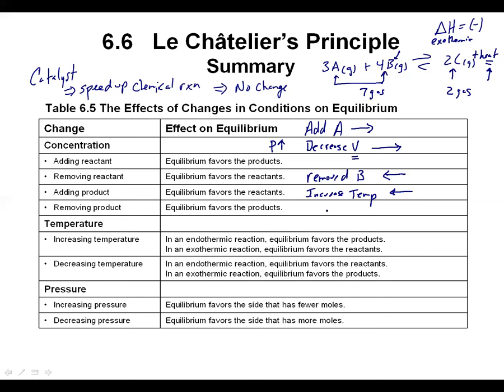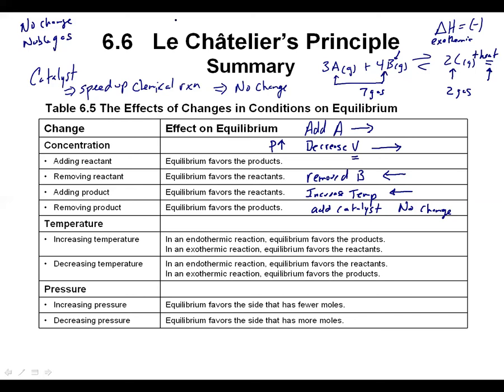If I add a catalyst, it will cause no change. By the way, other things that will cause no change include adding something like a noble gas. Noble gases are chemically inert. They will typically cause no change to occur.